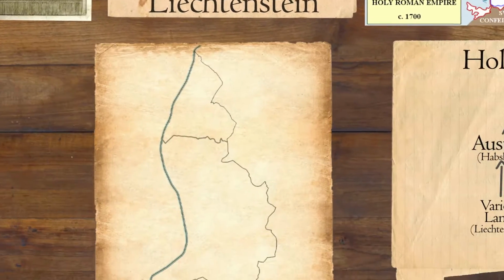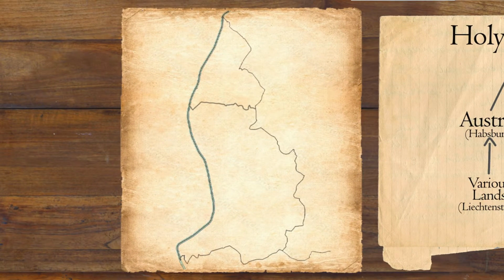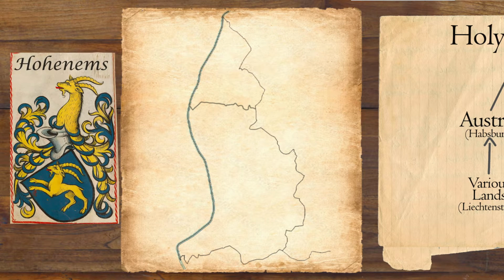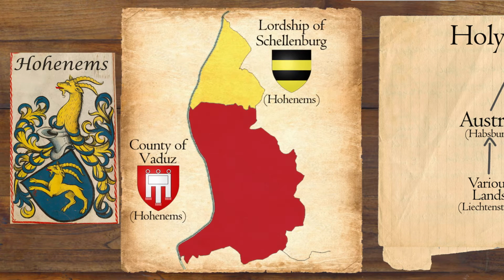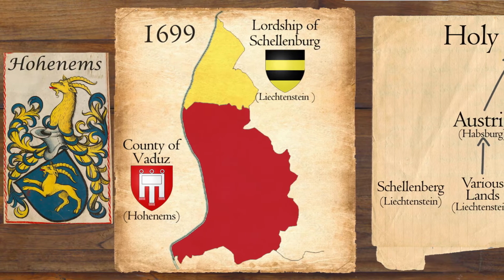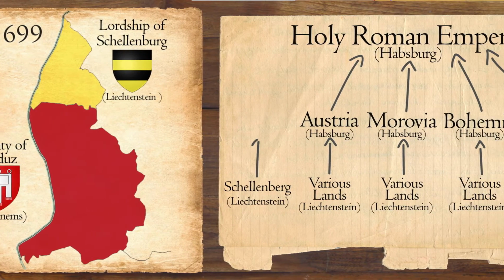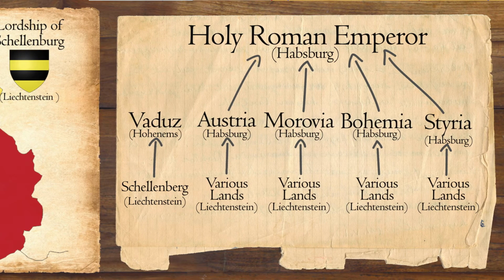At this point in time, they still had nothing to do with the country that now bears their family name. Those lands were ruled by the Hohenems family. And while their lands were tiny, they did rule with imperial immediacy. The Hohenems fell into debt and were forced to sell off some of their lands, and in 1699 the Liechtenstein family acquired the lordship of Schellenberg. Still, this lordship was under the county of Vaduz, so the Liechtenstein family still had no immediacy.